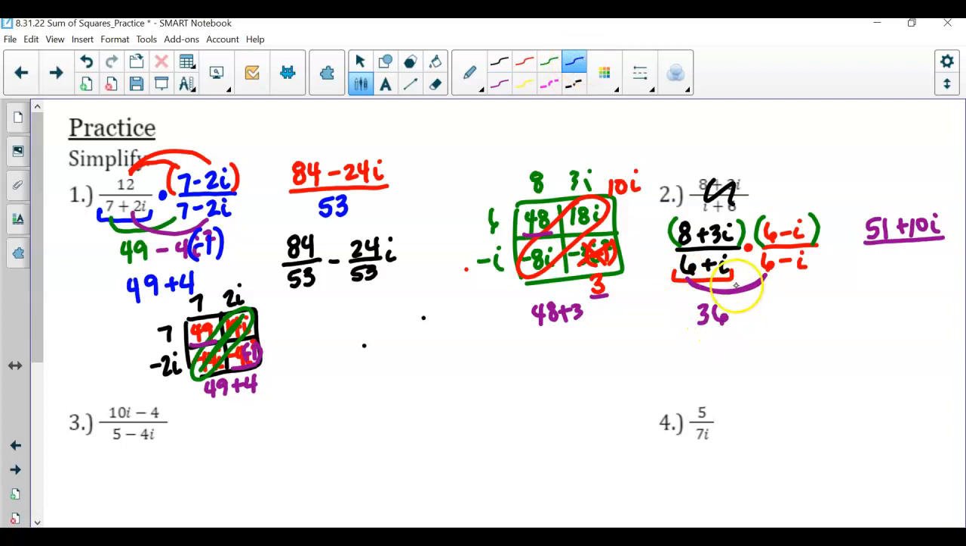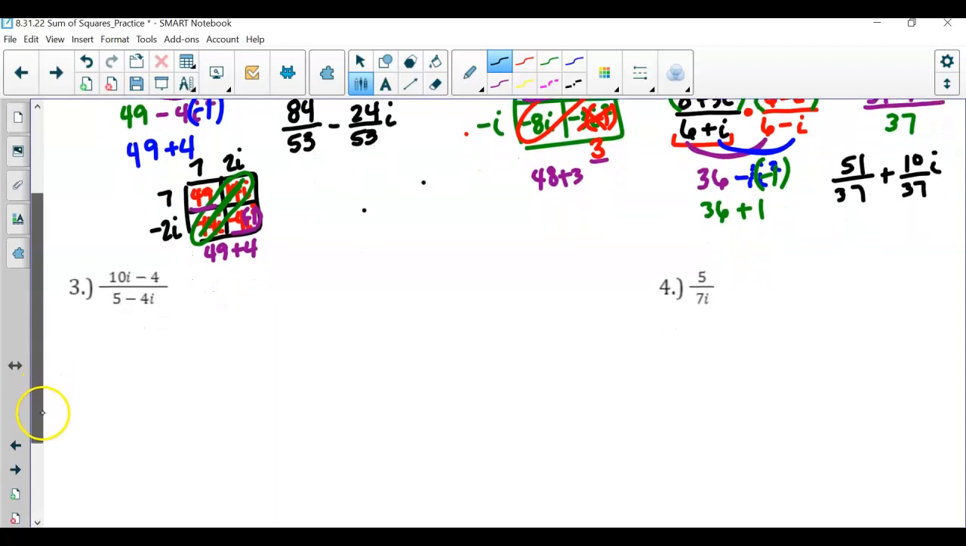Then here, i times negative i is negative i squared. Now treat that as if this is a negative 1 here. Then I've got i squared, which is negative 1. Two negatives make a positive 1. So 36 plus 1 is 37. You can also write your final answer as the two fractions: 51 over 37 plus 10 over 37i.